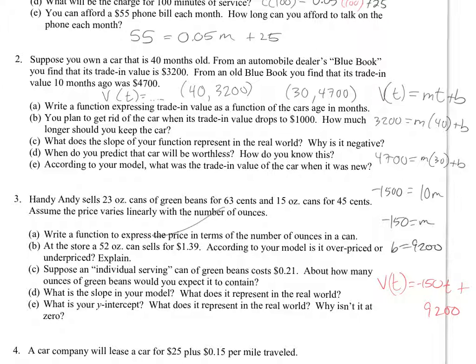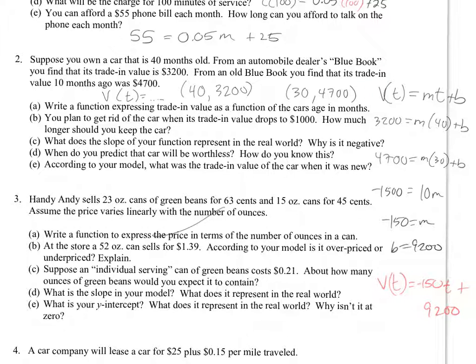Luke, want to help me out? Go ahead. So you do 9,200 minus 150t and set that equal to 1,000, and then you solve for t. Yeah, so what he's saying is this, guys. Look at the function here, please. I'm pointing to it so you can see. Set the value equal to 1,000 and just solve. Again, set the value here equal to 1,000 and solve for t. That will tell you how many months into owning the car you should sell it.